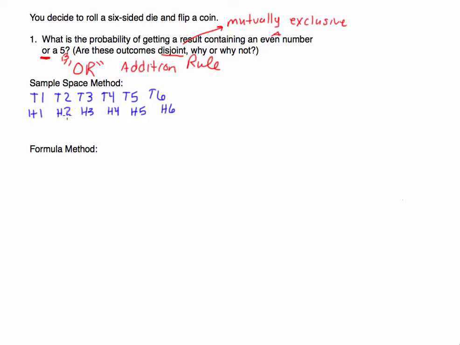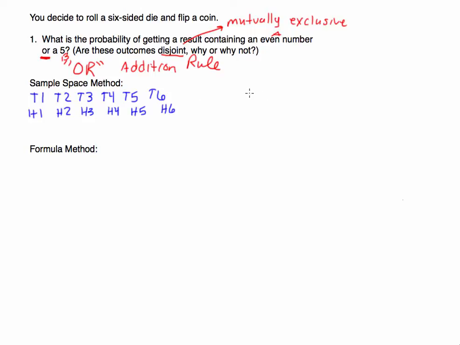If you notice, if you get an even number, that's T2, H2, T4, if you get an even number, you're not going to get a 5. So we would say that these are disjoint, and that is they can't both happen at the same time. You either get an even number or you could also get a 5, but they can't both happen at the same time. So these are called disjoint events. They are also called mutually exclusive. So for that reason, we're going to be working with these two situations. The formula method's actually going to change. But first, let's just look at the sample space.